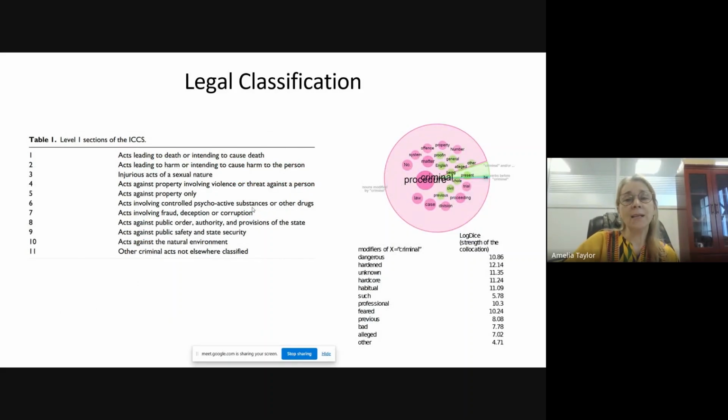And the second level was to go to System 2 type of thinking. So now we want to find a legal classification. For this, we used an international classification for crimes. We wanted to take our judgments and say, are they level 1? Are they level 2, 3, and so on? So you can see there that there are different types of classification.